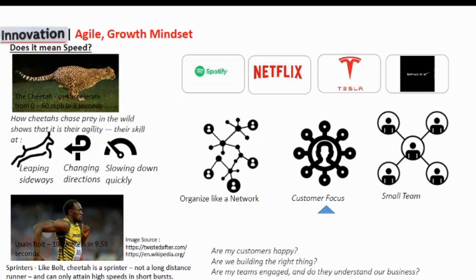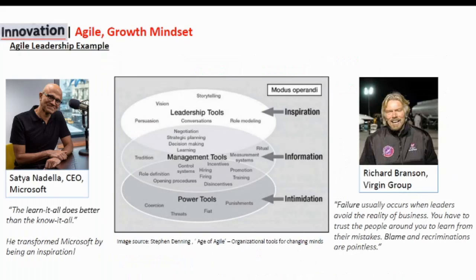Let us look at leadership, because we should have the right leadership and the growth mindset to support these changes. On one side we see Satya Nadella, the CEO of Microsoft, who talks about learn-it-all does better than know-it-all. So it's about learning on the go. And Richard Branson, who talks about failure: you have to trust people around you to learn from their mistakes. That's a very strong and important statement you need to understand.